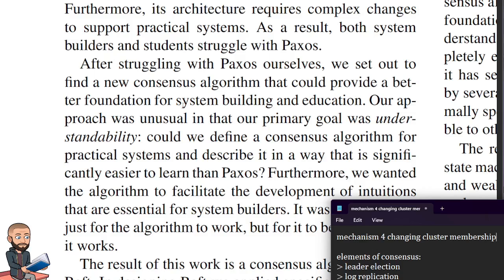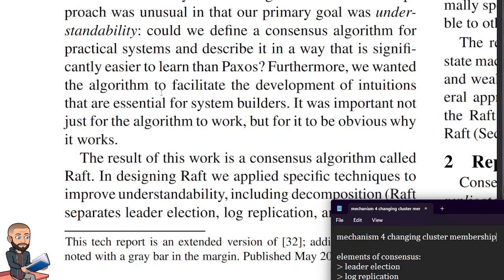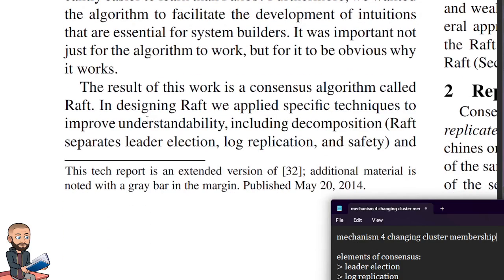Our approach was unusual in that our primary goal was understandability. Could we define a consensus algorithm for practical systems and describe it in a way that is significantly easier to learn than Paxos? Furthermore, we wanted the algorithm to facilitate the development of intuitions that are essential for system builders. It was important not just for the algorithm to work, but for it to be obvious why it works. The result of this work is a consensus algorithm called Raft.